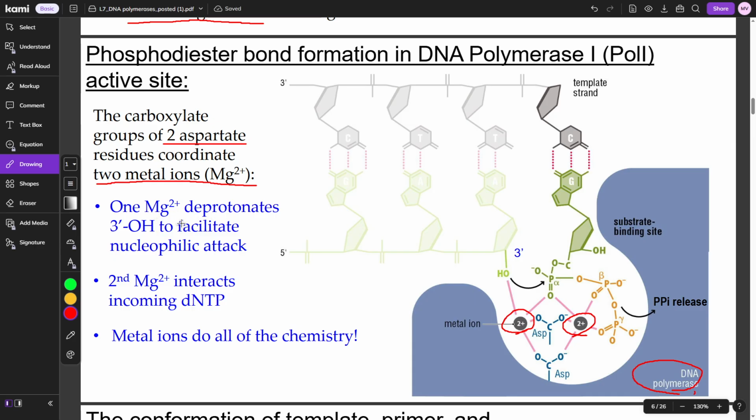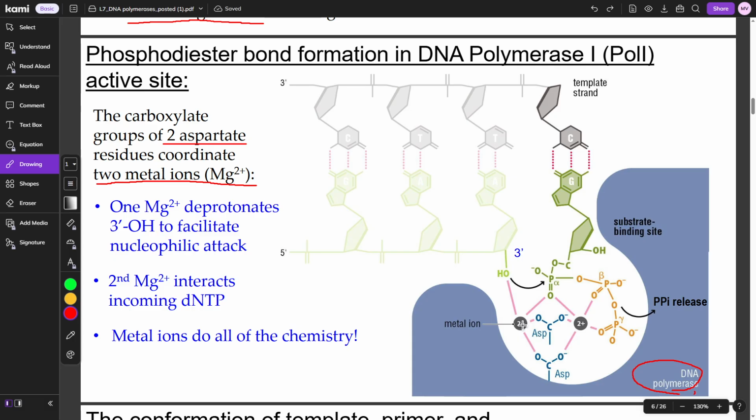So one of the magnesiums is responsible for deprotonating the 3' OH. This is the 3' OH. Basically, you want to turn this into a good nucleophile so that this can attack this phosphate. That's like it's drawn here with this arrow. So you have to deprotonate that. This magnesium is responsible for deprotonating that.